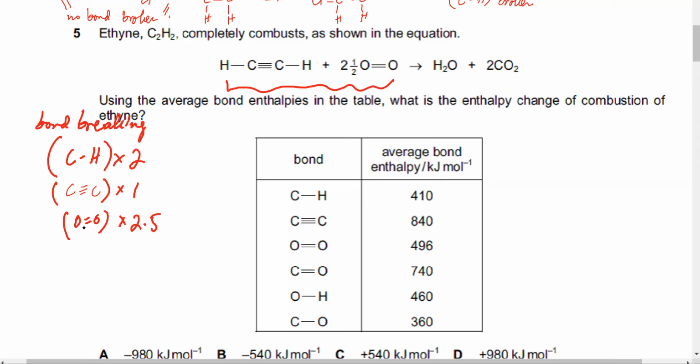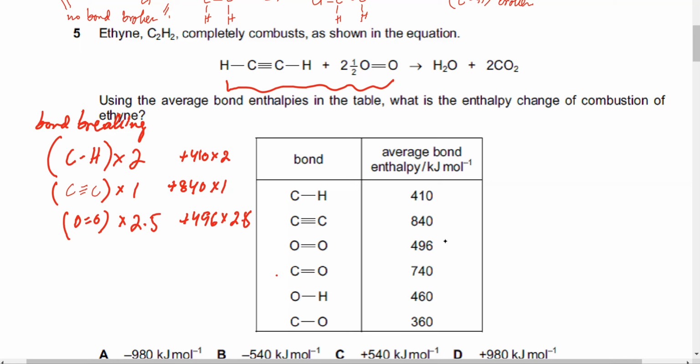And the values are given in front of you. So this is plus 410, and that's into 2. The other one is C triple bond C, which is 840, and that would be multiplied by 1. You're just breaking one triple bond, and oxygen double bond oxygen, that's also given over here as 496. So that would be 496 multiplied by 2.5. And all these values are going to be positive.